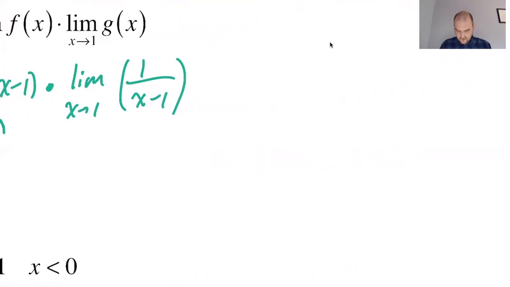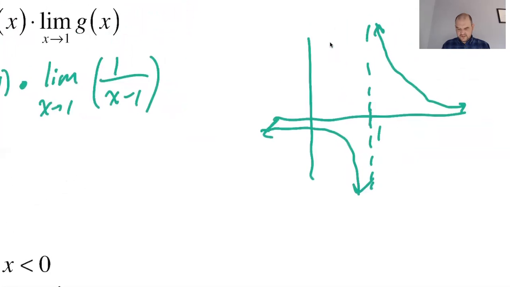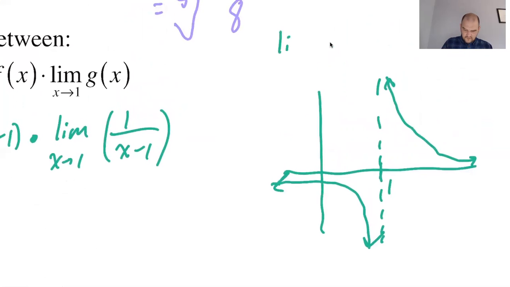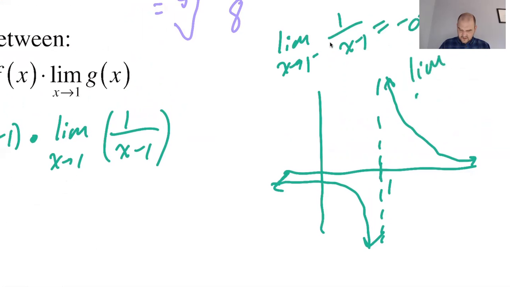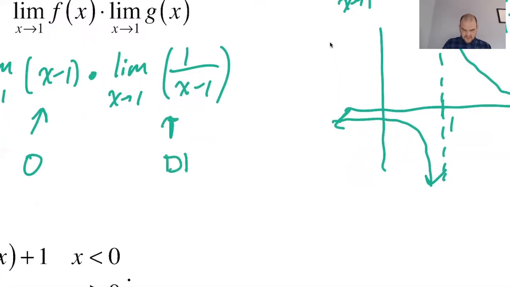So let me think about the graph. 1 over x minus 1 is just 1 over x shifted 1 unit to the right. So at 1, we get a vertical asymptote, and then 1 over x would look like this. The limit as x approaches 1 from the left of 1 over x minus 1 is negative infinity. The limit as x approaches 1 from the right of 1 over x minus 1 is infinity. So this does not exist.